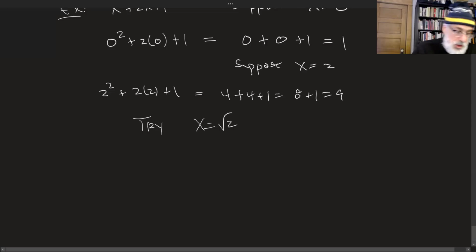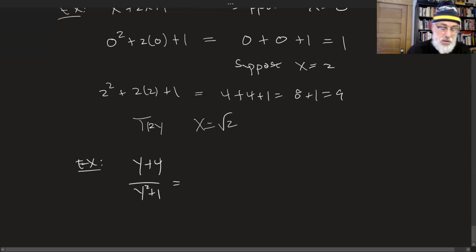Let's try one more, just a different look. For example, y plus 4 divided by y squared plus 1. This is an expression, there's no equal sign. Suppose that y again is 1. I'm just going to replace y in the expression with 1.